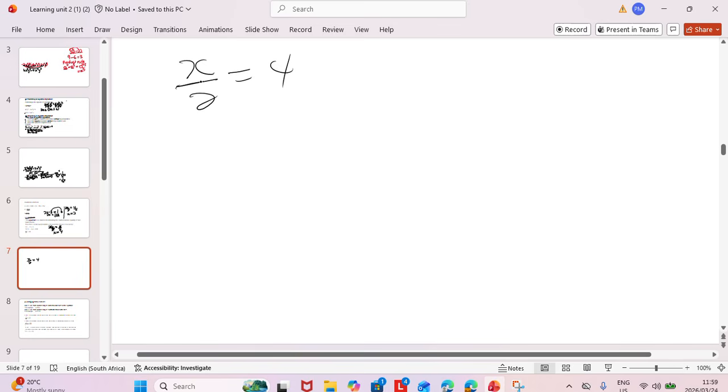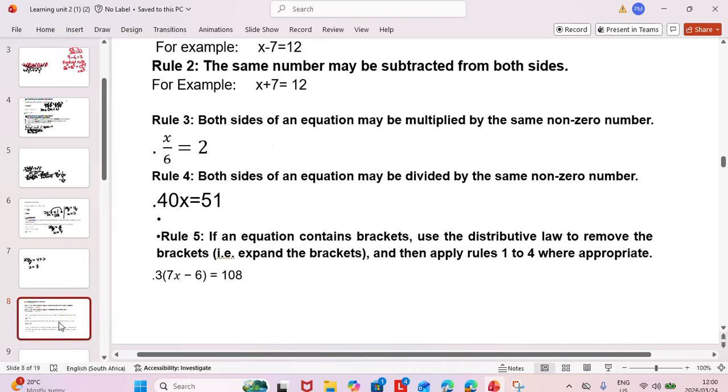You reverse a division by a multiplication. It means now you need to multiply x by 2. You multiply by 2 here, you also multiply by 2 on the right hand side, so that 2 can cancel 2. x is equal to 8. So you reverse a division by a multiplication. I hope that makes sense.